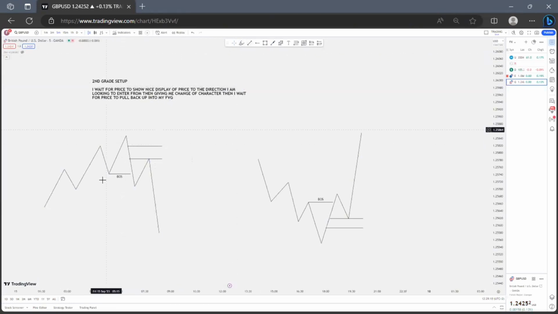Sometimes I'm not looking for a range, or sometimes price won't print out a range here, but it will just be giving me these higher highs and higher lows. As you can see, price was giving me these higher highs here, and we have other higher highs here. So from here, you see that we made these higher highs, and then from here, we made these higher highs.